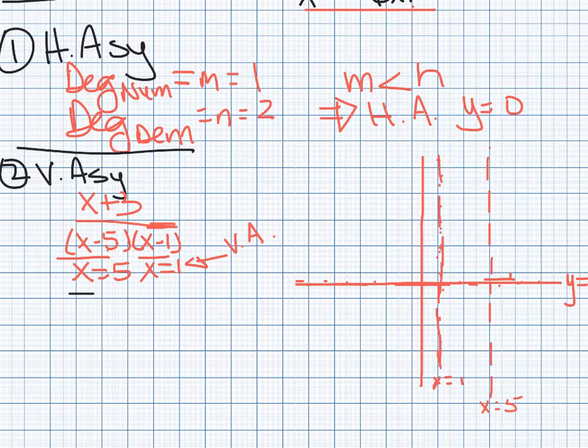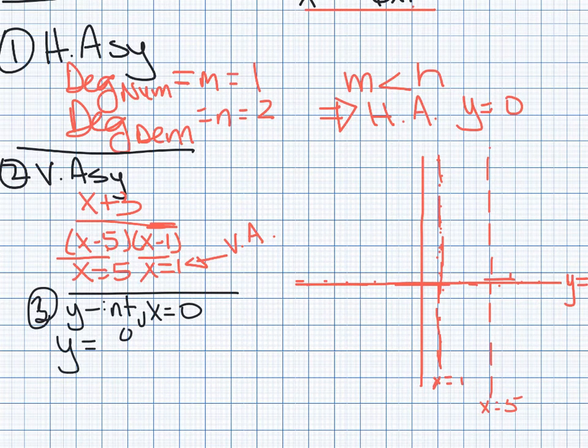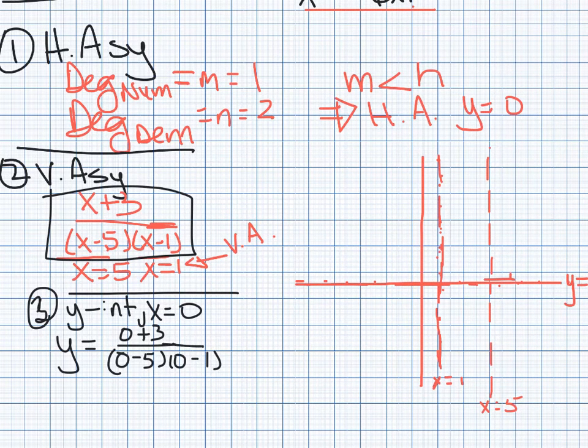All right, our next step is to identify our y-intercept by plugging in a 0 for the x. So y is going to be 0 plus 3 over, I'm going to use the factored form here, 0 minus 5 times 0 minus 1. So it is going to be 3/5. So I'm going to go on my y-axis, and it's going to cross about right there.